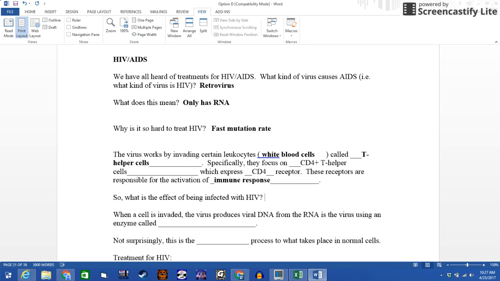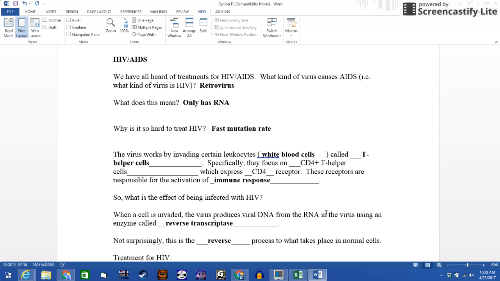So how does it actually work? Well, when a cell is invaded with HIV, the virus produces viral DNA from the RNA in the virus, using an enzyme called reverse transcriptase. And just like all enzymes, the ase tells you what it does. It does reverse transcription. Normally you think of DNA being transcribed to RNA in the first process of cellular replication. Here, it's RNA being copied to make viral DNA. So it happens in situ, in the moment rather than separately. There's no DNA to start. Not surprisingly, this is the reverse process of what happens in normal cells.